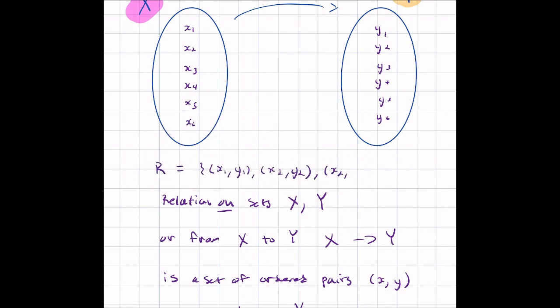Say x2, y3, and say x4, y1, like that. That seems like a nice relation. This is a relation. It's a set of ordered pairs, right? There's a first one, which is on the left, and a second one, which is on the right. The first one comes from x, the second one comes from y. That's a relation. This is not a function, though, and it's not a function for two reasons.